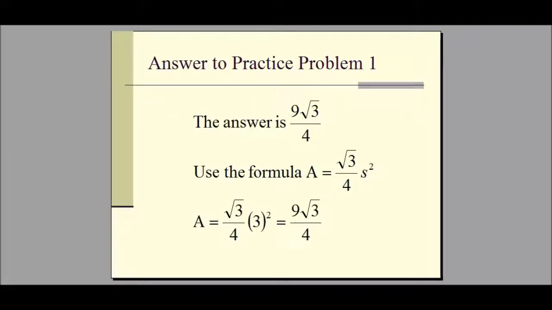The answer is 9 square root of 3 over 4. All we are doing is substituting 3 for S and doing the math. This gives us the area equals square root of 3 over 4 times 3 squared. 3 squared is 9. The answer is 9 square root of 3 over 4.